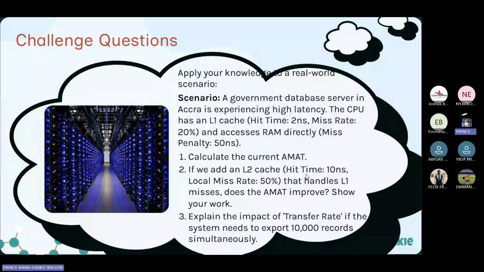Yes, Mr. Nyako. Please, with question 2, can you demonstrate the calculation on your screen for us? Okay.